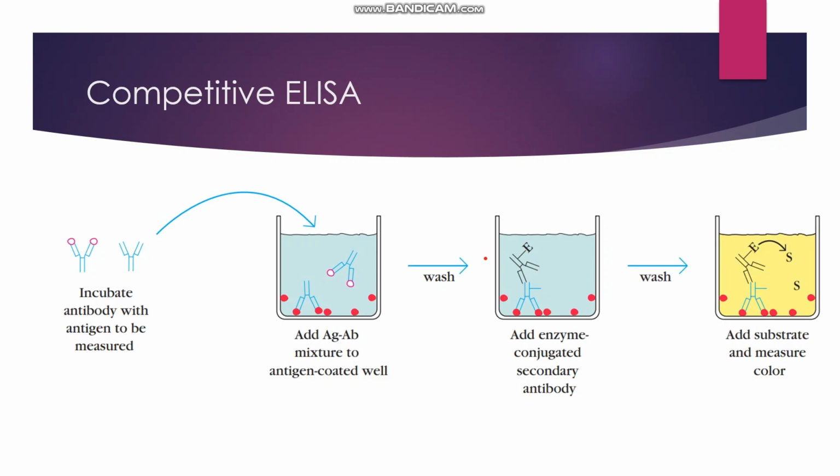Addition of enzyme conjugated secondary antibody specific for the primary antibody can be used to determine the amount of primary antibody bound to the well as in indirect ELISA. After washing, we are adding substrate which is specific to the enzyme. Due to enzyme substrate complex, it will form the color which will be measured by using spectrophotometric readers.